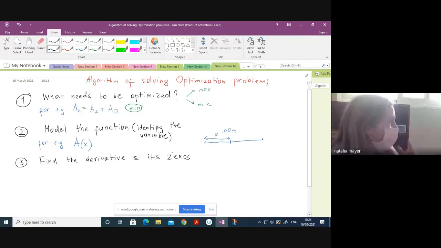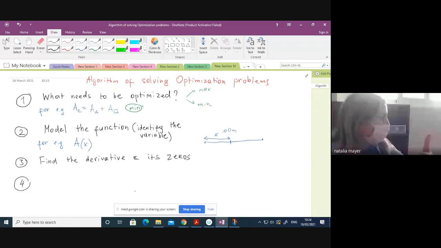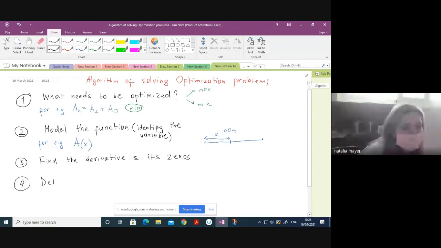Other than modeling the function, there is another difficult part in this process, which you will tell me now. If I know the derivative and zeros, and you know the algorithm from last lesson, what else is missing? What else do we need to think about? Interval. And this is not easy. In the question, there will be some information provided, but you will have to figure out which interval you're working on. So determine the interval.